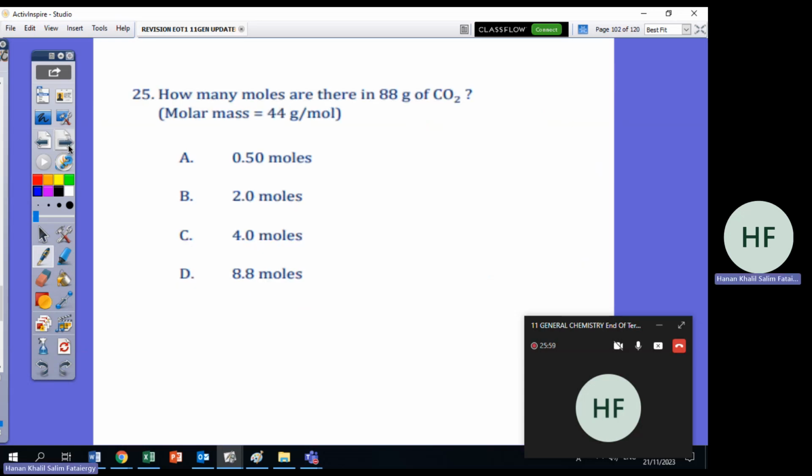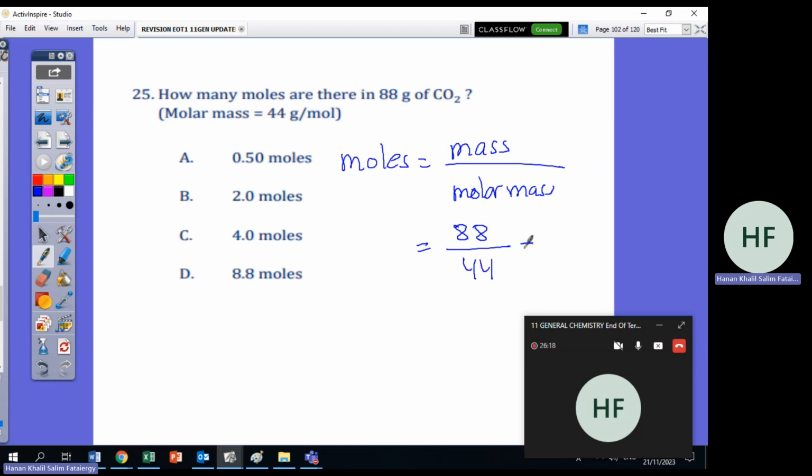Okay, do this practice by yourselves. How many moles are there in 88 grams of CO2? Here they gave you the molar mass already, okay? Moles is equal to mass over molar mass. The mass is 88 over the molar mass is 44. So this is equal to 2.